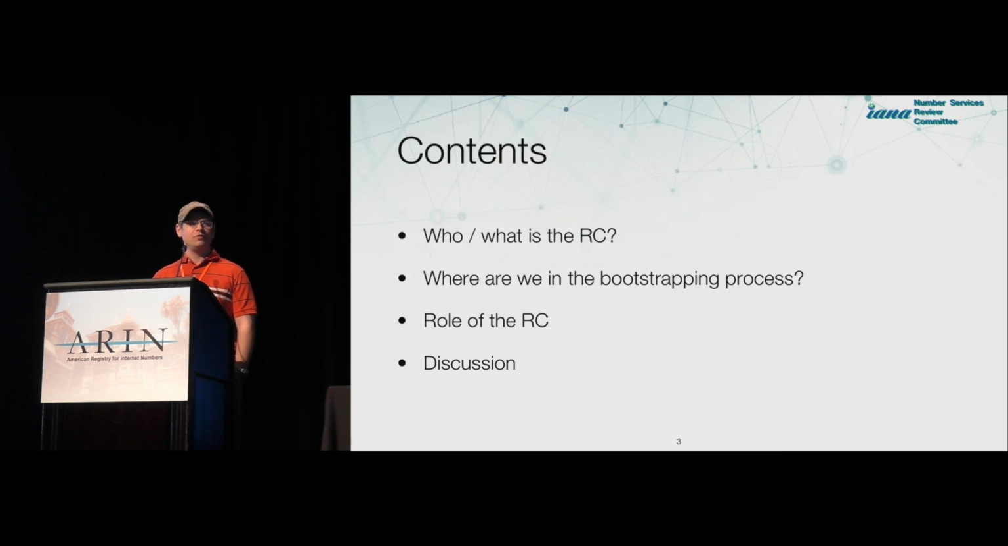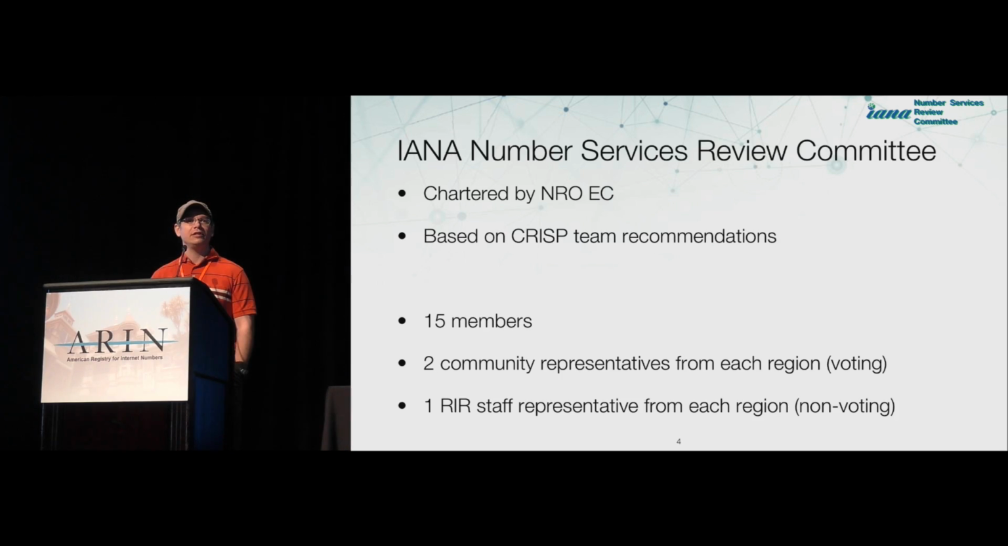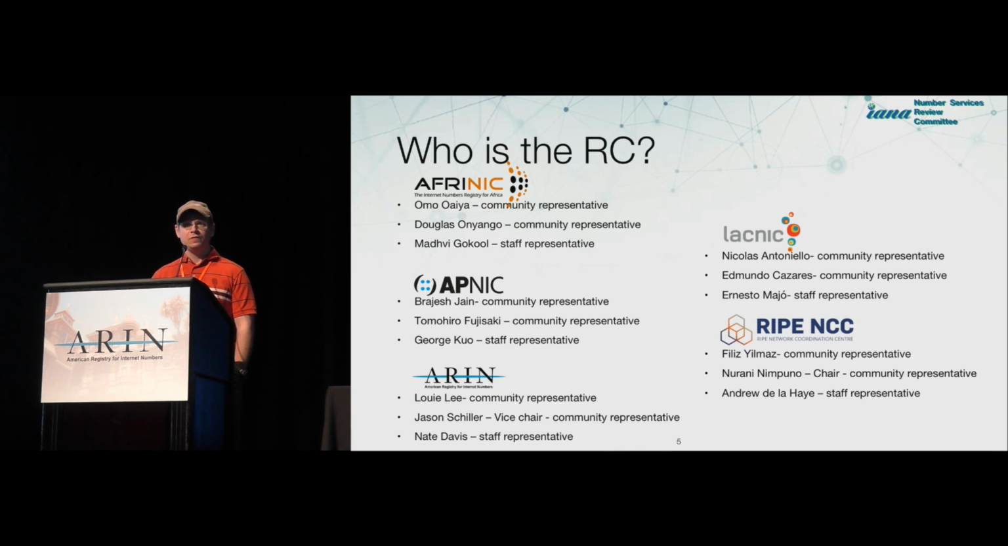I'm going to talk about what the Review Committee is, where we are in the bootstrapping process, the role of the Review Committee, and my last slide will be for discussion. It was chartered by the NROEC, and it was based on the CRISP team recommendations. We have 15 members, made up of 2 community representatives from each of the 5 regions, and 1 RIR staff representative from each region, who is a non-voting member. This is the makeup of the current review committee. It matches who were the elected members of the ASOAC at the time it was created.